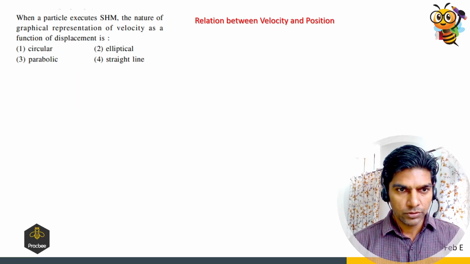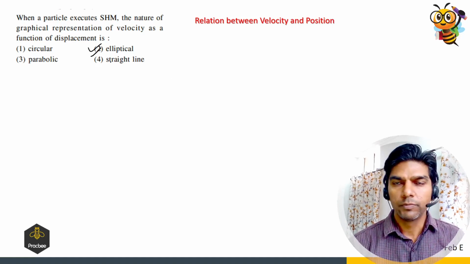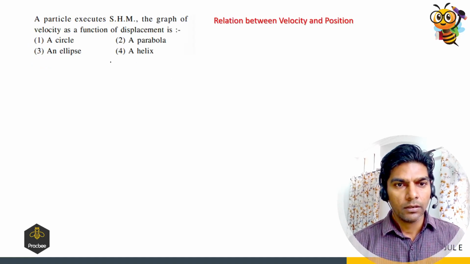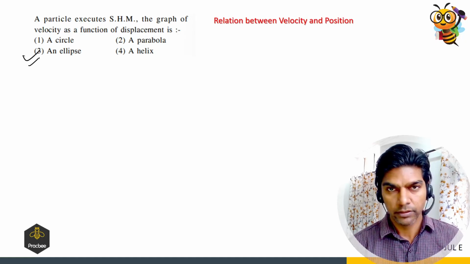Okay, let us see the next question. The same question we have just discussed. It came in two different shifts. The answer will be elliptical. A simple particle executes simple harmonic motion. The graph of velocity as a function of displacement, again, it will be an ellipse. Same question, but in a different shift.